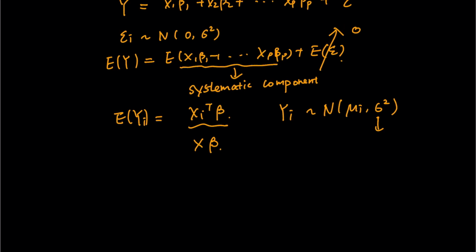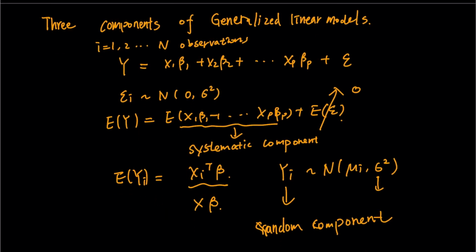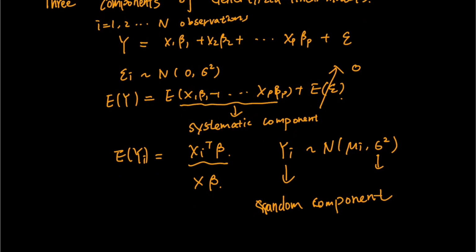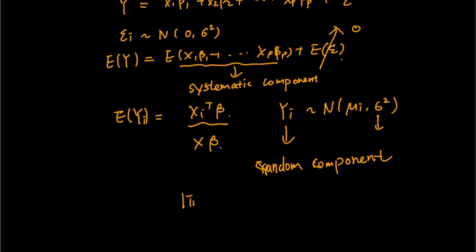Okay, so it's more straightforward to think of epsilon i as the random part. However, epsilon directly determines y, so that's why we refer to yi as the random component, in contrast with the systematic component. As the title suggested, there are three components in the generalized linear model framework. We mentioned the first one is the systematic component, then we have the random component, and the third component is a link function.